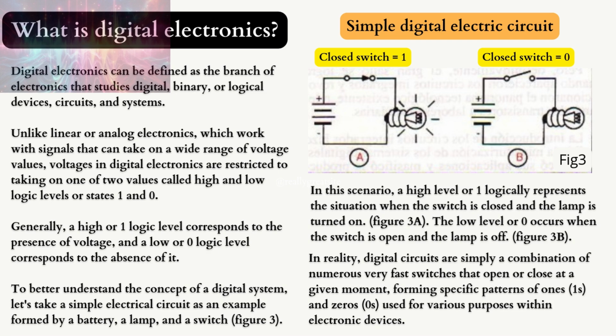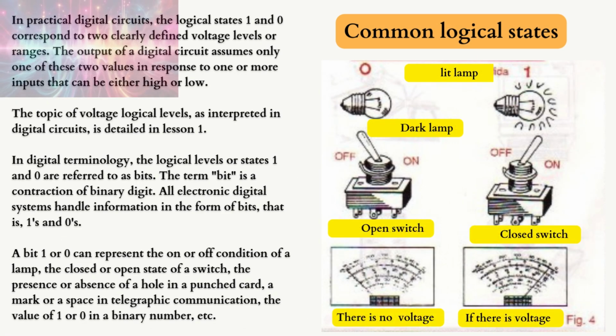Figure 3b. In reality, digital circuits are simply a combination of numerous very fast switches that open or close at a given moment, forming specific patterns of 1s and 0s used for various purposes within electronic devices. In practical digital circuits, the logical states 1 and 0 correspond to two clearly defined voltage levels or ranges. The output of a digital circuit assumes only one of these two values in response to one or more inputs that can be either high or low. The topic of voltage logical levels, as interpreted in digital circuits, is detailed in Lesson 1.